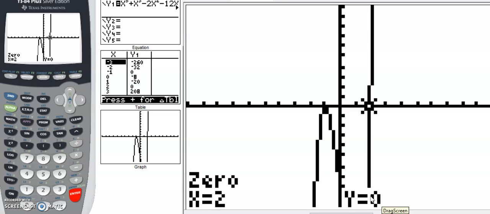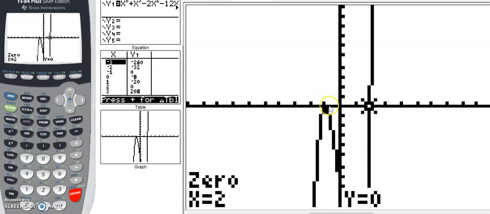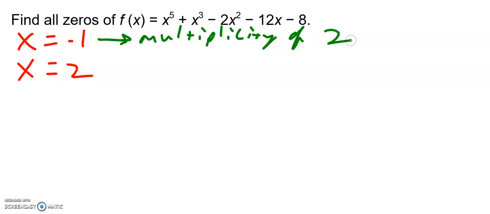So again, we already knew that because of our table, and this one was obvious, but it's not always. So that's one thing we could do. All right, so let's write down what we got. I know that x equals -1 and x equals +2. And I also know that at -1, there's a bounce there, right? So that is actually occurring twice. So this has a multiplicity of 2.